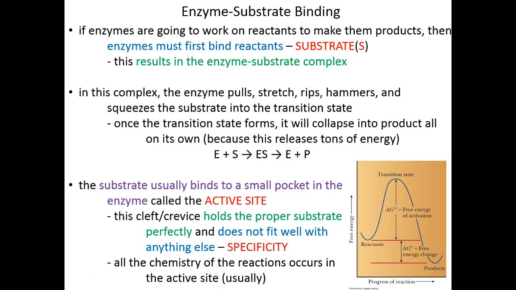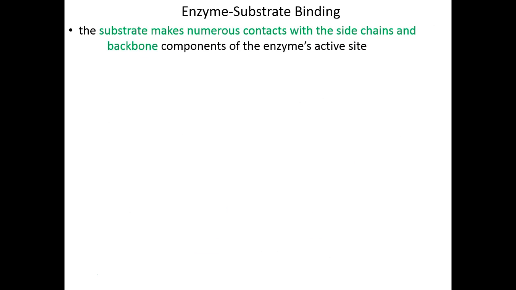All of the chemistry of that reaction, all of the chemistry catalyzed by the enzyme, is occurring right there in that active site. Usually. There are some rare exceptions, but that's largely true. The substrate molecule is bound to that active site and bound to the enzyme in general by making numerous non-covalent contacts with the side chains and the backbone of the enzyme molecule or protein itself. Remember, the enzyme is a protein, so it's made up of amino acids in a chain.